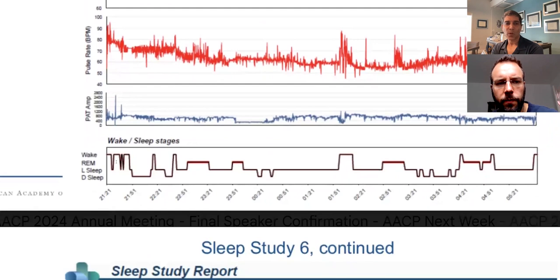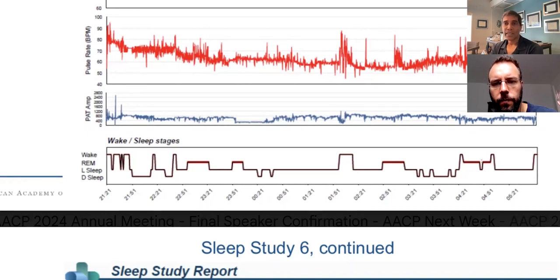And then awakenings wise, 1, 2, 3, 4, 5, 6, 7, 8. You can see how I normally count. What I want normally is 2 or less. And then 8. How many woke up out of deep sleep? Just 1. So not bad, right?